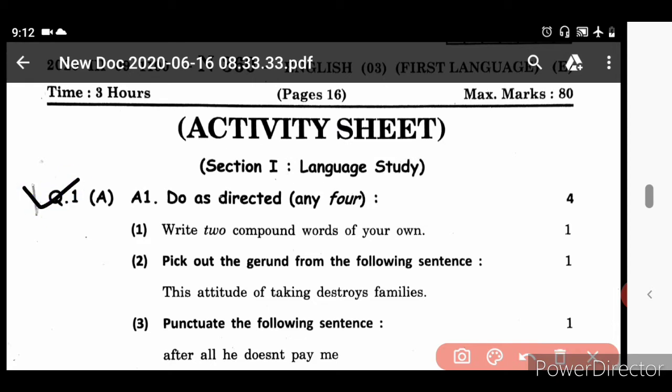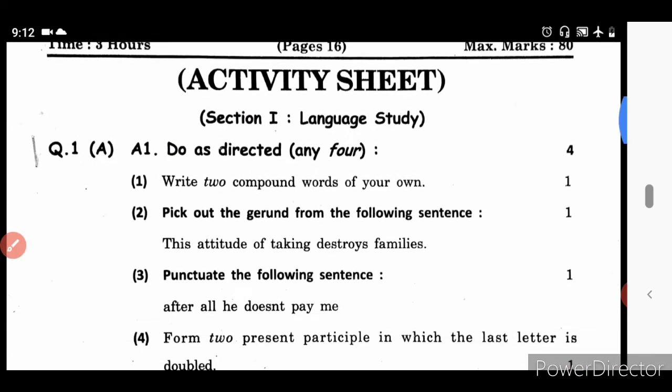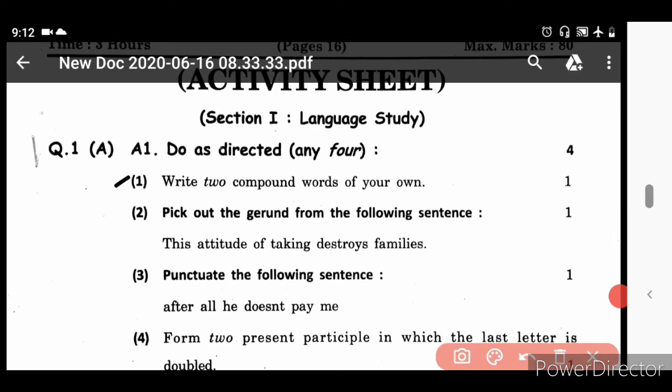Question number 1. Do as directed, any four. It means you have been given instructions here and you have to do as directed in the question. The first question is: write two compound words of your own. This question is compulsory, and 1 mark is given to it. If you write two compound words without spelling mistakes, you will get 1 mark.